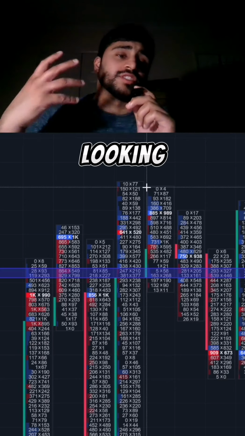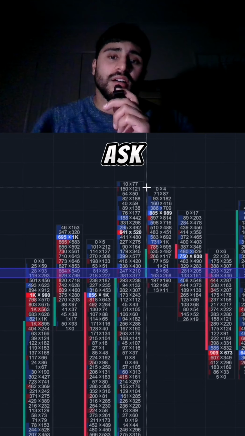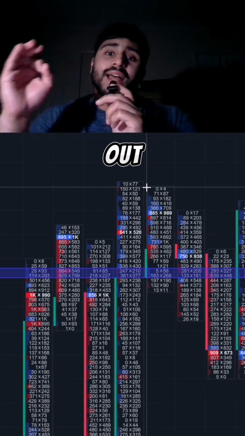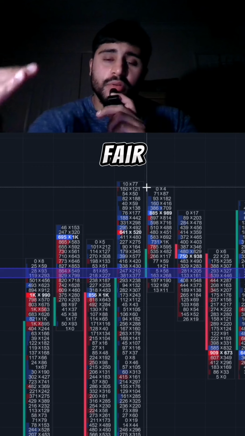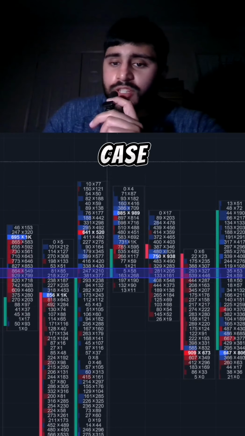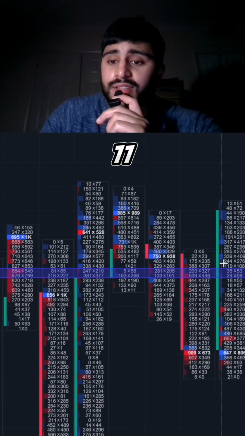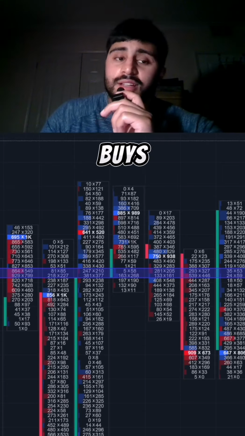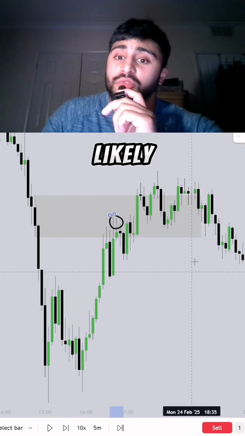So what we're looking for is a zero on one side of the bid and the ask. This tells us that the auction has been wiped out and buyers and sellers have agreed on a fair price to then move higher or lower. In this case, we don't actually see a zero. We see 10 for 77. So when you don't have a zero, that means the buyers and sellers are still trading, which means price is still likely to move up or down.